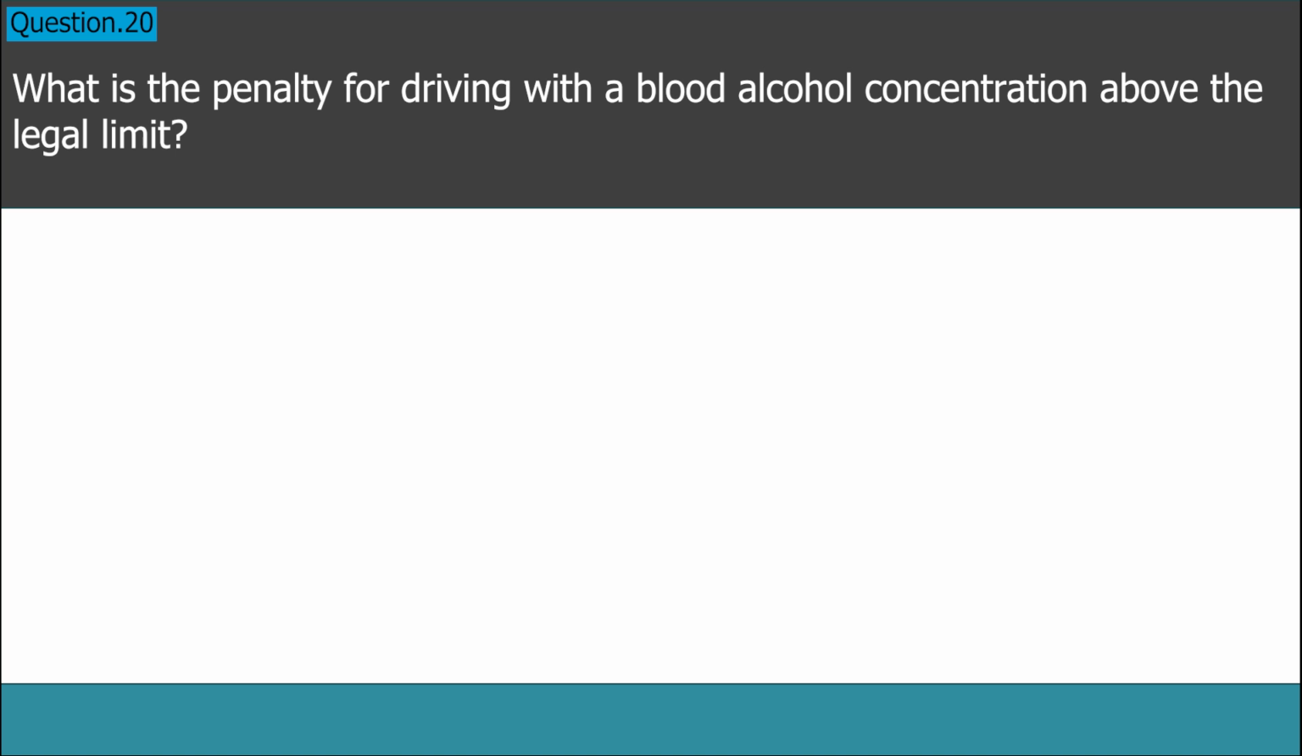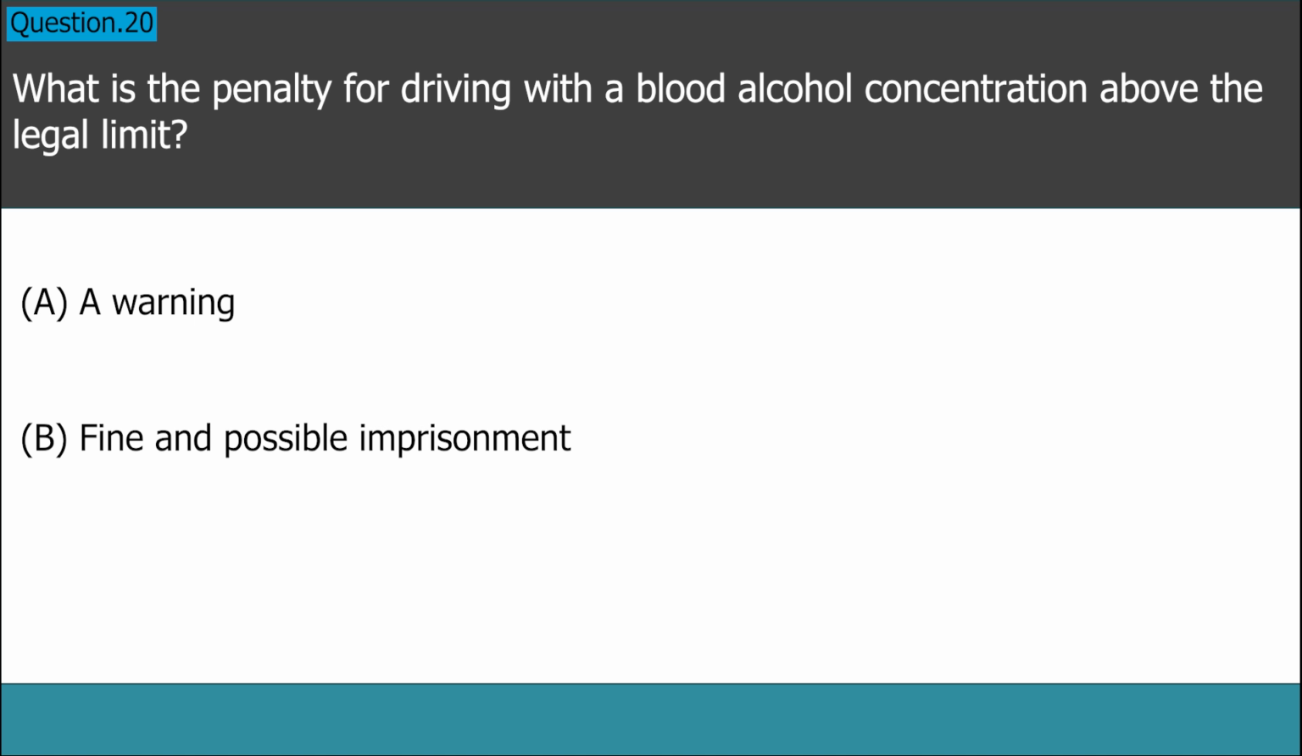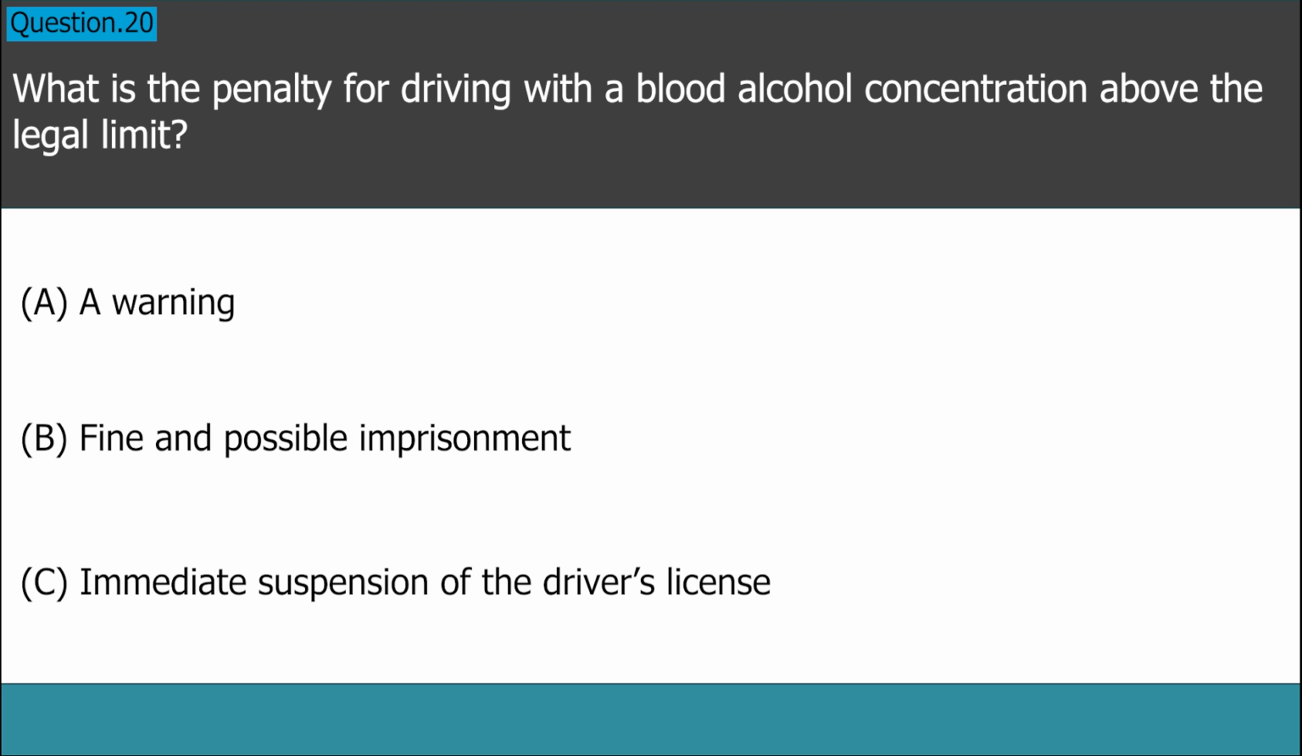What is the penalty for driving with a blood alcohol concentration above the legal limit? A. A warning. B. Fine and possible imprisonment. C. Immediate suspension of the driver's license. Answer: B. Fine and possible imprisonment. Driving under the influence is a serious offense and carries heavy penalties to ensure road safety.